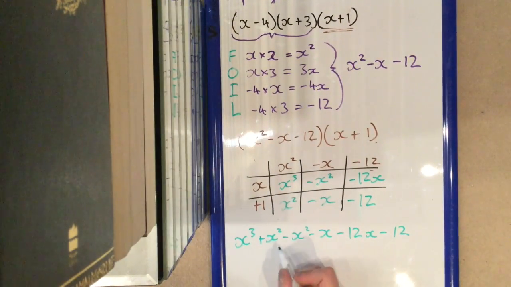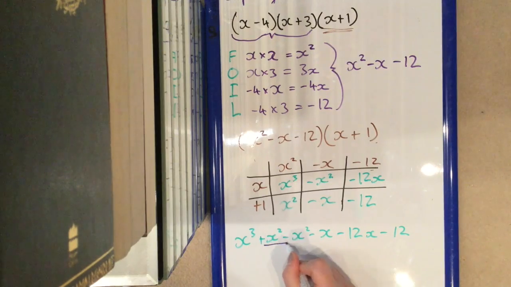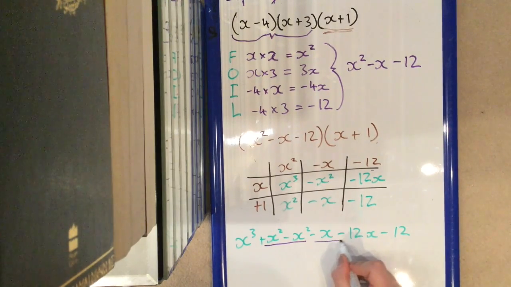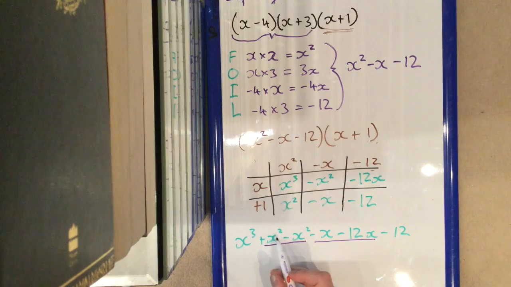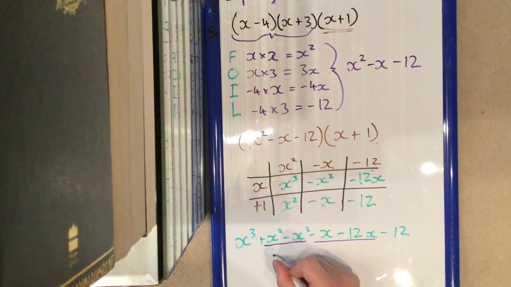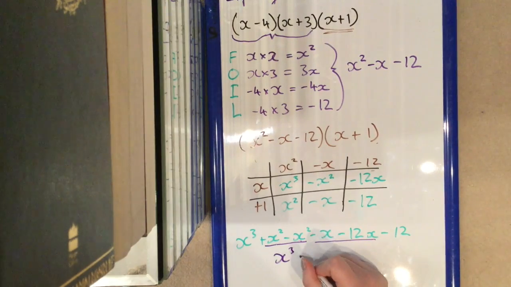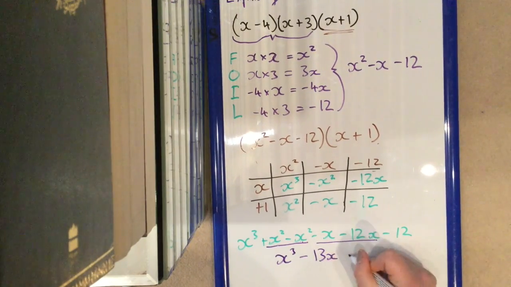Combining this into one equation, I've got 2 x squared terms here, I've got 2 x terms here. I'm lucky in that in this equation, these x squared terms cancel out, so my final equation is x cubed minus 13x minus 12.